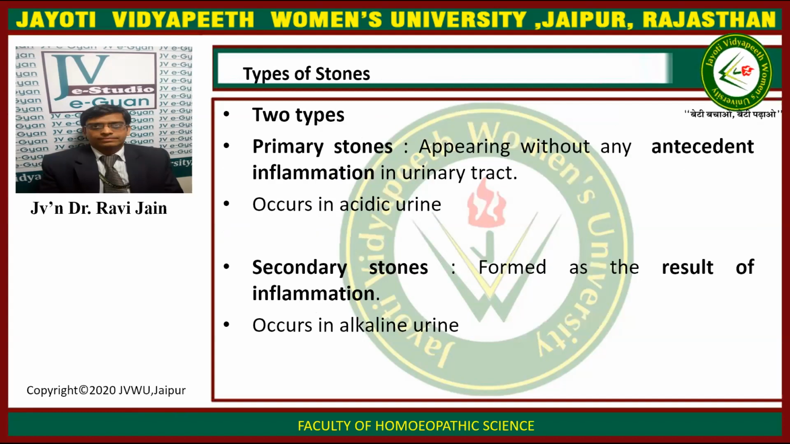What are the types of stones? The stones can be broadly classified into two types. First is the primary stone, and the second is the secondary stone. Primary stones are stones that appear without any antecedent inflammation in the urinary tract. They occur in acidic urine. And secondary stones are those that are formed as a result of inflammation. They occur mostly in alkaline urine.